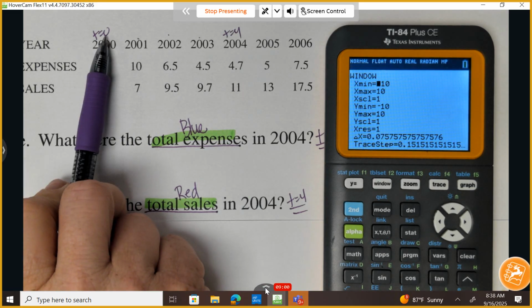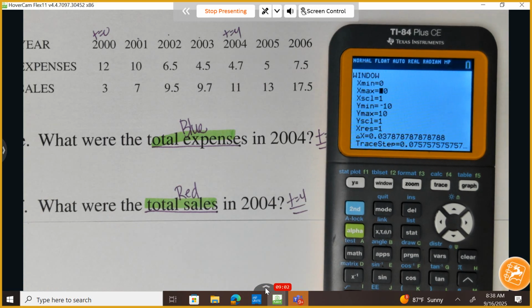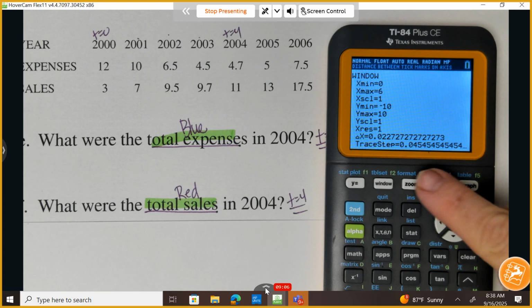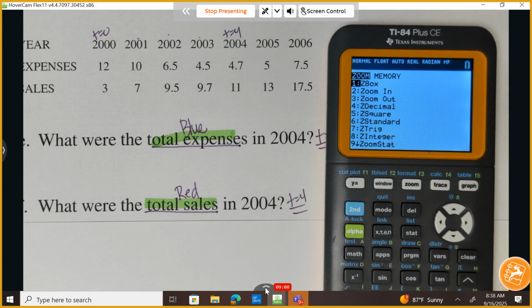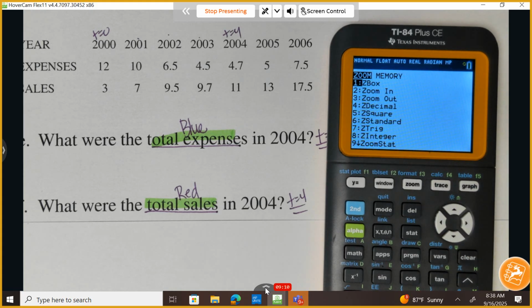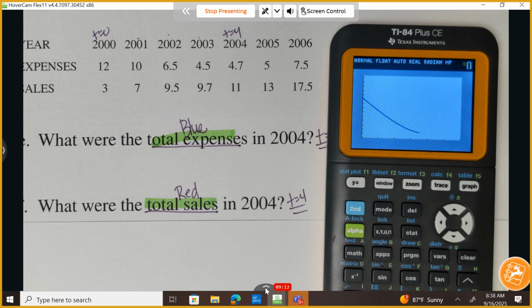I'm going to plug in 0 to 6. So can everybody go 0 to 6? And then hit zoom fit, which is zoom 0. And I should see 2 different equations graphed. Once again, the blue graph equation represents the expense, and the sales represents the red.